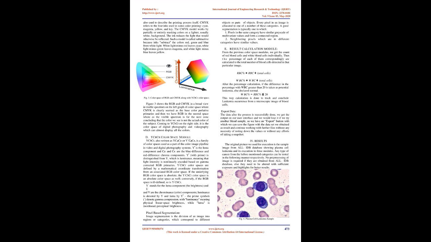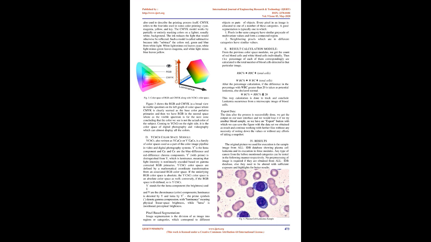CMYK color space module. The CMYK color model, process color, four color, is a subtractive color model used in color printing, and is also used to describe the printing process itself. CMYK refers to the four inks used in some color printing: cyan, magenta, yellow, and key.